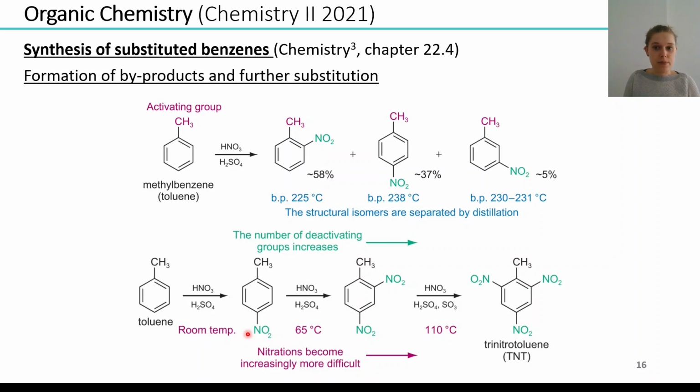But as the nitro group has a strong electron withdrawing effect, the subsequent nitration becomes increasingly more difficult with increasing number of deactivating nitro groups. That means if we now have one nitro group already substituted, the following nitration will be more difficult. And here you can see that we already need higher temperatures. And if we now have two nitro groups already on the benzene ring, the third nitration is even more difficult. So that means if we want to synthesize TNT, reaction conditions are more forcing than for the nitration of methylbenzene.